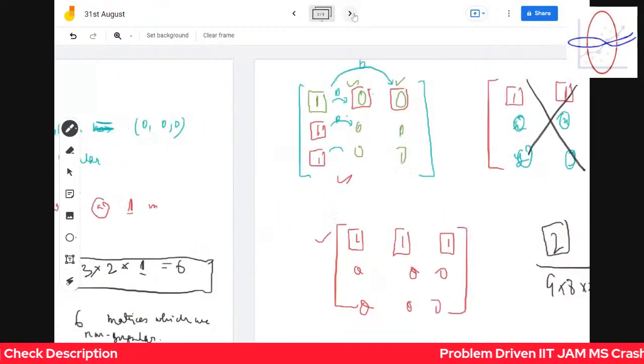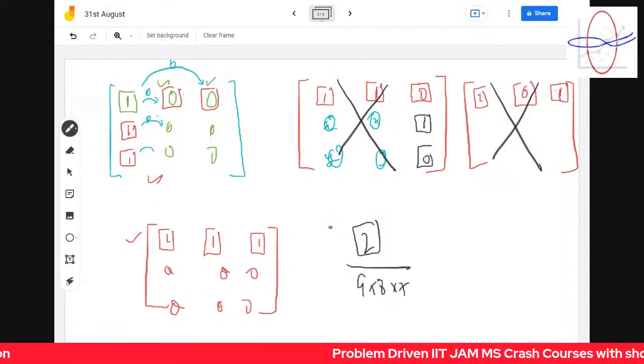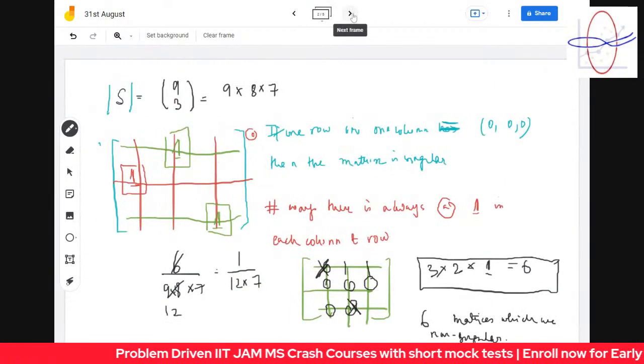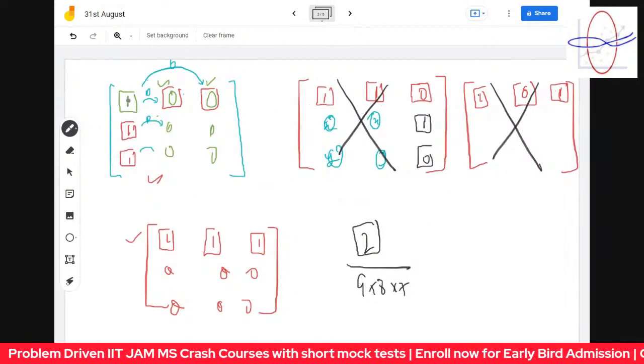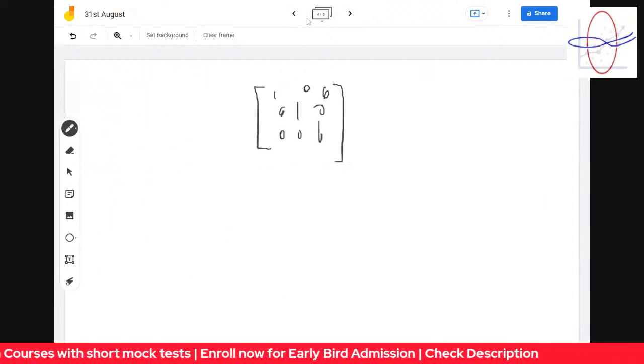Let's check the rank 1 case. Oh yes, I have made some mistake. The mistake is that I have fixed 1 over here, but there can be other cases also. The rank 1 case.